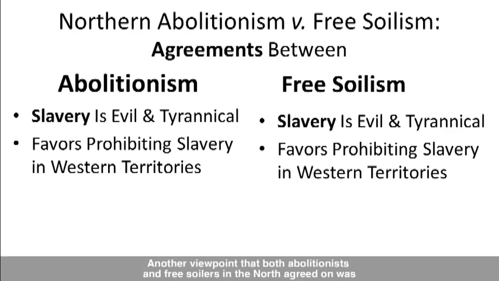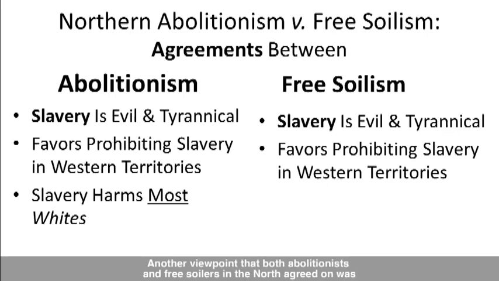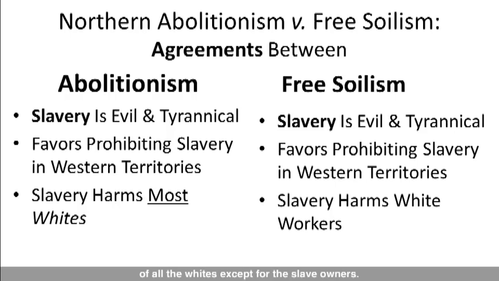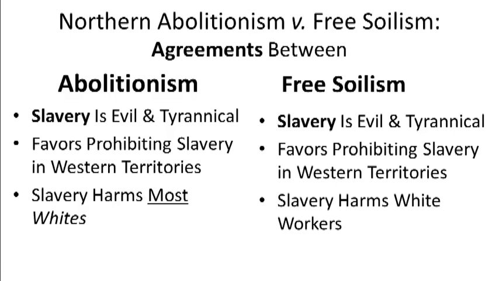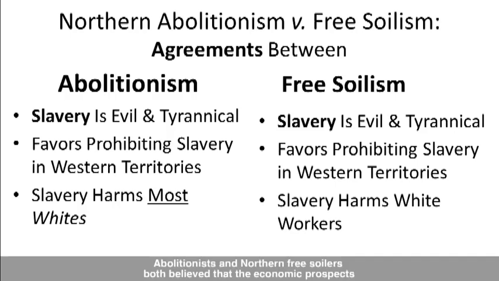Another viewpoint that both abolitionists and free soilers in the North agreed on was that slavery was harmful to the interests of most whites in society, of all the whites except for the slave owners. Abolitionists and Northern free soilers both believed that the economic prospects and opportunities for non-slave owning whites were damaged by the presence of slavery.